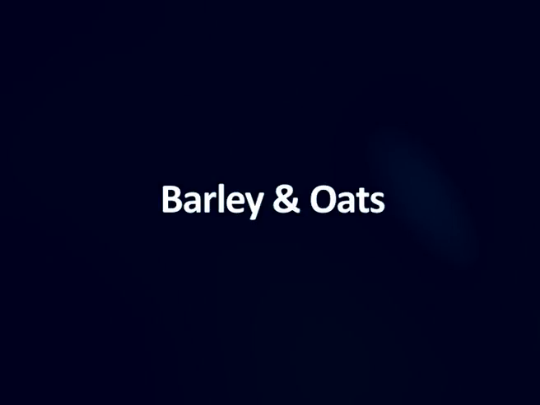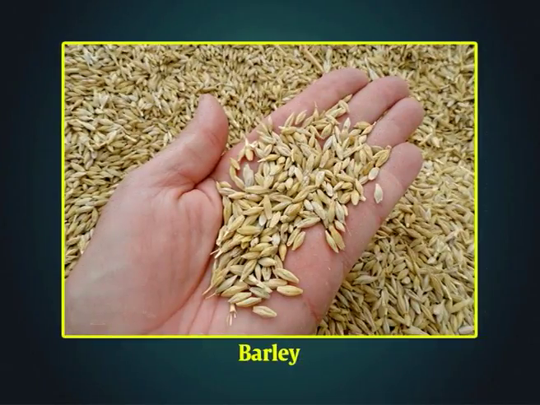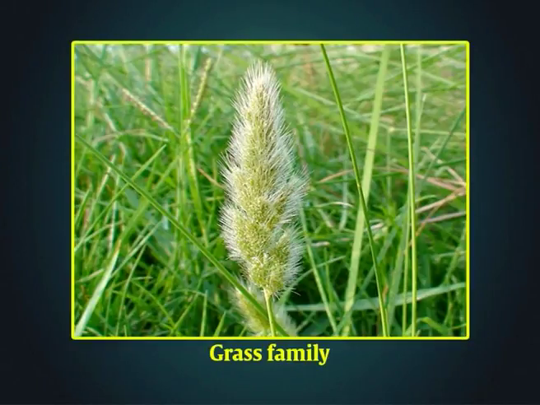Welcome students. Today we are going to discuss barley and oats. Barley is a member of the grass family. It is a self-pollinating diploid species with 14 chromosomes.